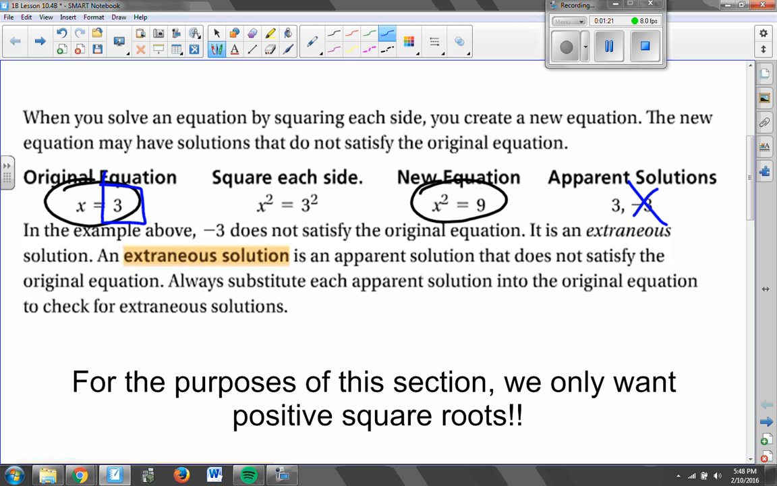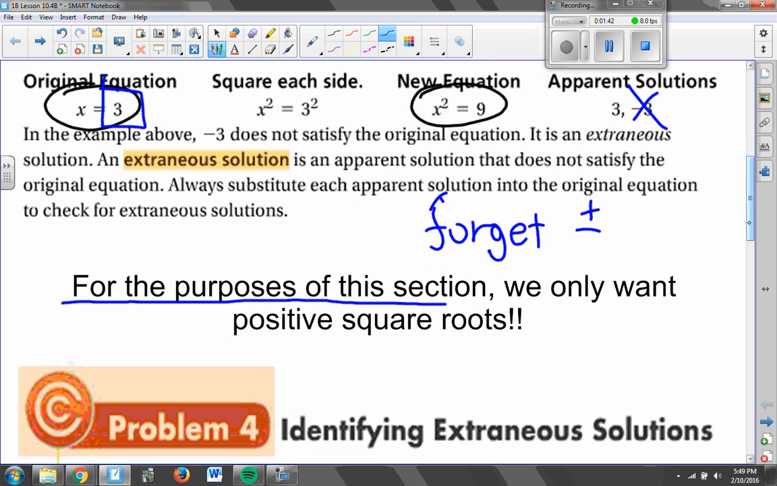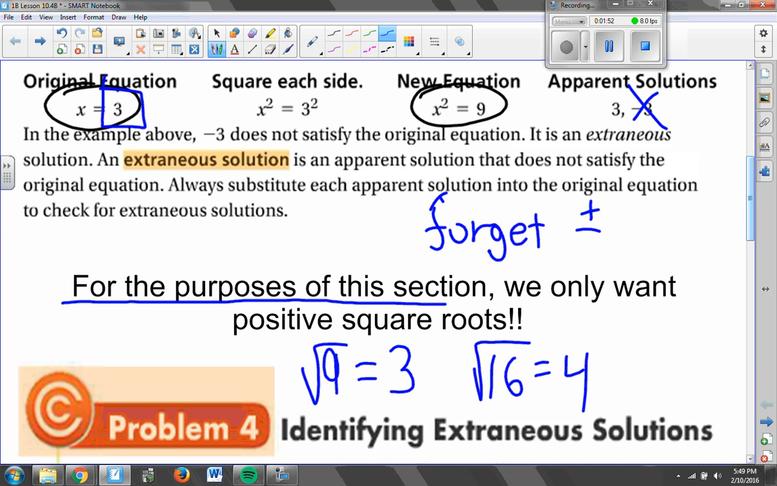They're different numbers. So for the purposes of this section, and really for the rest of this chapter, we are only going to be dealing with positive square roots, okay? So we can forget the plus or minus thing. What that means is the square root of 9 for our purposes is 3. The square root of 16 for our purposes is 4. Not negative 4, not negative 3, none of the negative stuff anymore, okay?